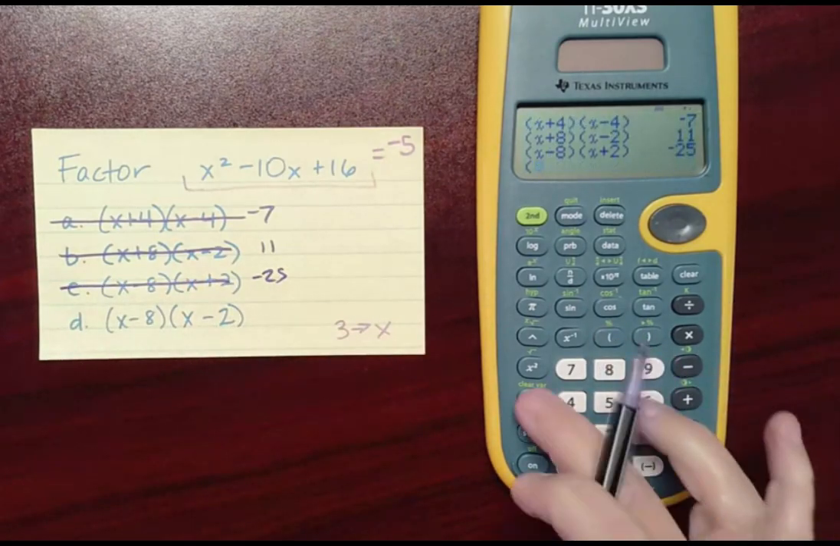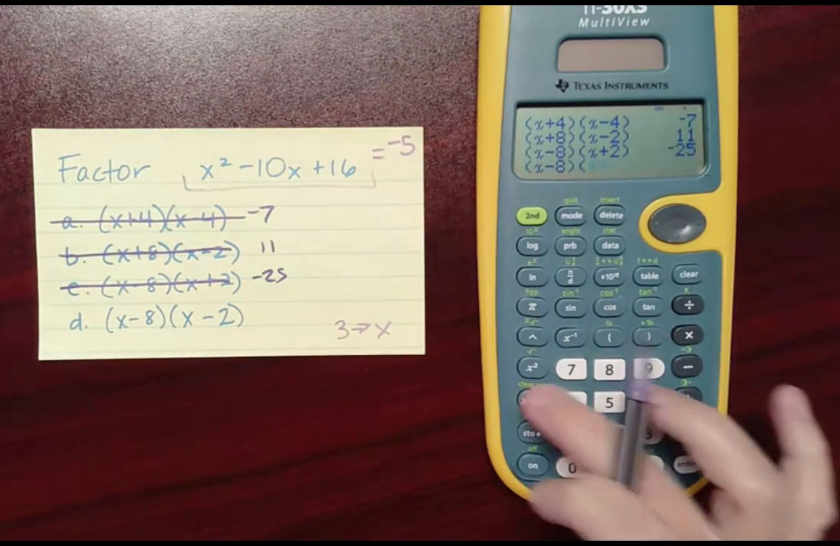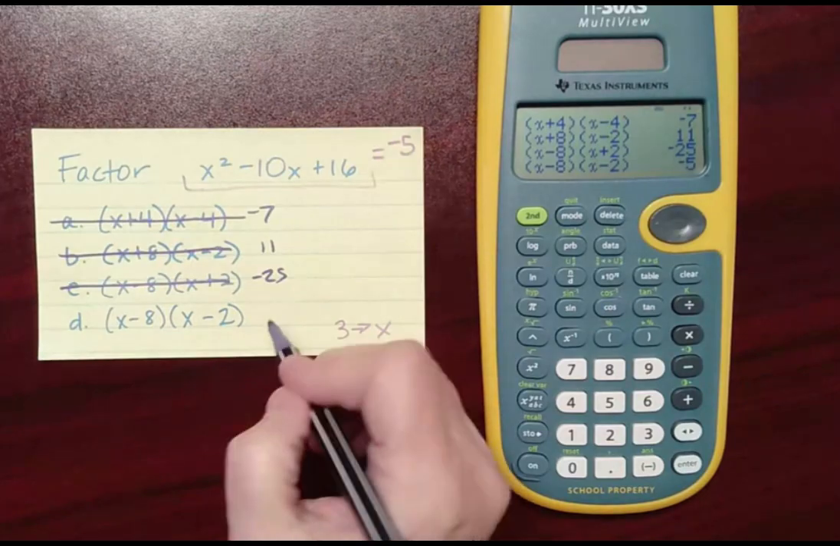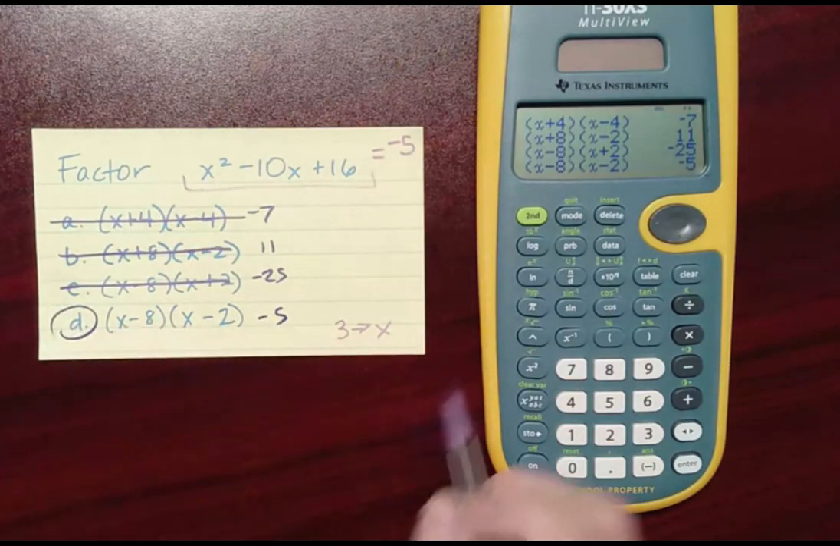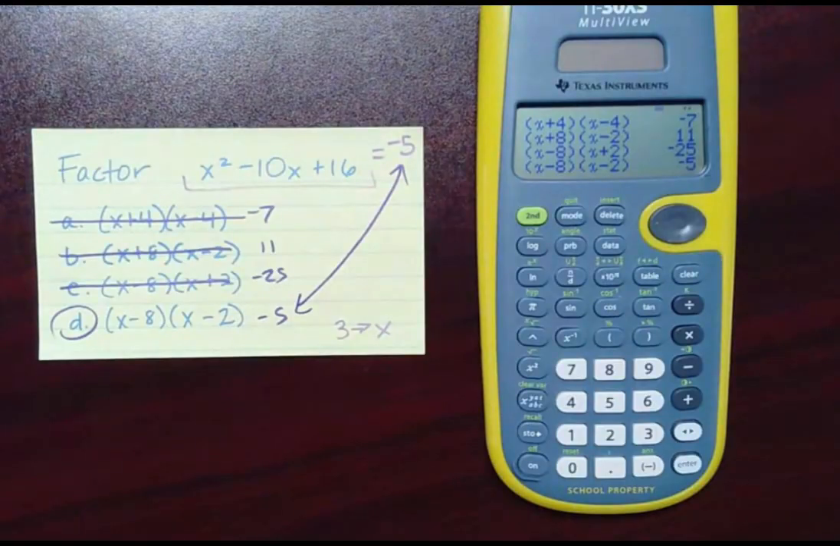Parentheses, x minus 8, close my parentheses, parentheses, x minus 2, and I hit enter, and I get negative 5. That's the right one because these are equivalent. We got the same answer.